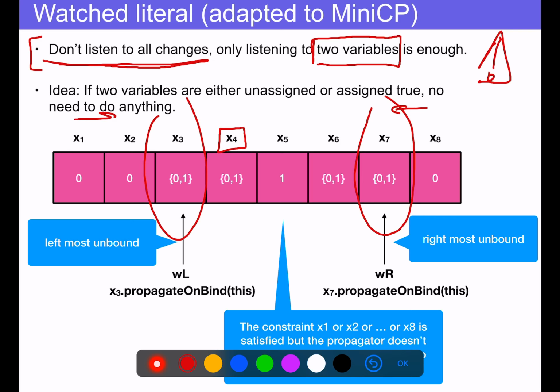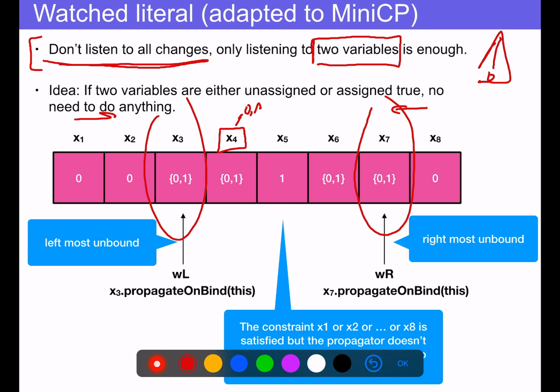And why only 2? Because we know that if 2 variables are unbound, the constraint can still be satisfied. And so we don't really care if x4 becomes a 0 or a 1. We don't care about this, okay? We are only interested in doing the unit propagation, and the unit propagation can only occur when all the variables but 1 are bound, okay? All the variables are bound except 1. So if the 2 variables that we are listening to are not yet bound, we know that we cannot really do the unit propagation, okay?